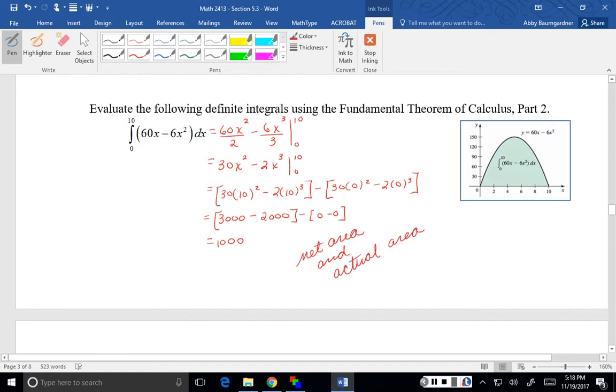That is not always the case. So if you're ever asked to find the actual area, you can use the definite integral, but you have to draw a picture because you won't know if you need to break it apart and look at the things that lie below the x-axis separately from those things that lie above the x-axis.